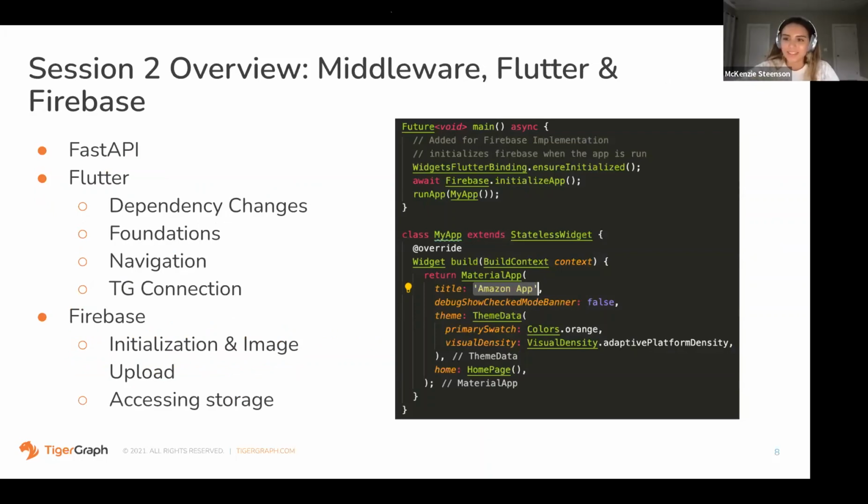Just to touch base on what we will be discussing on Thursday, we'll be breaking down the middleware and using Fast API to create our endpoints to connect to Tigergraph and call those queries. We'll be breaking down our Flutter application, going into the dependency changes necessary, some of the foundations of a Flutter application, utilizing navigation for our web app, as well as getting everything connected to Tigergraph, to that middleware and Fast API.